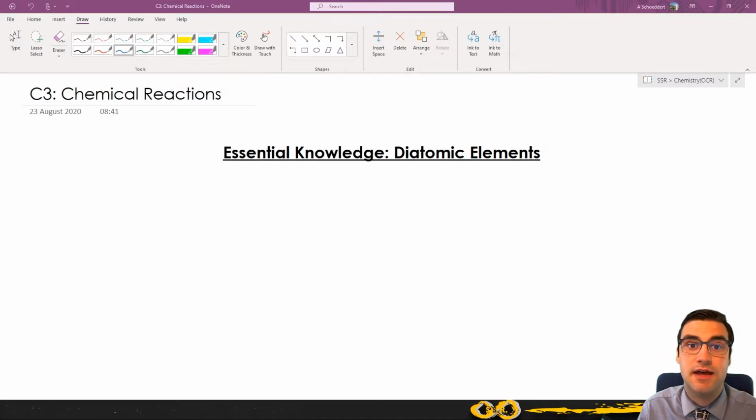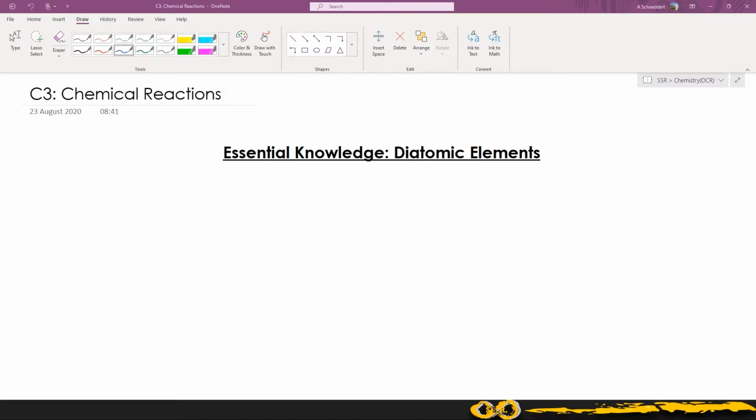C2 taught us that elements can react to form either ionic or covalent compounds, but how do we know what the structure of that compound will be like, how that reaction will happen, and how we can even go about naming those compounds? Well, there are some simple rules that we can follow in order to get this right.